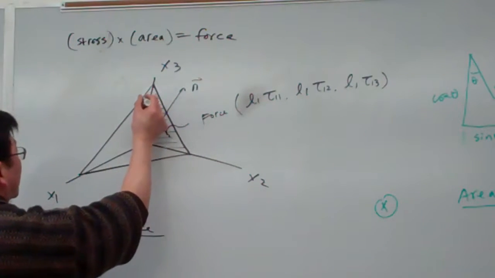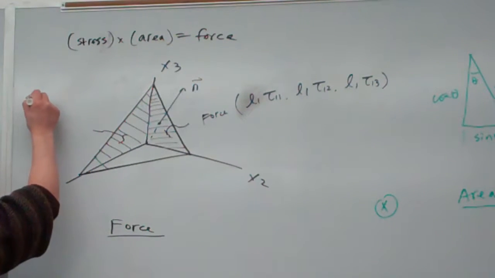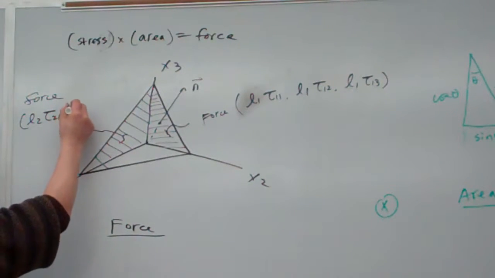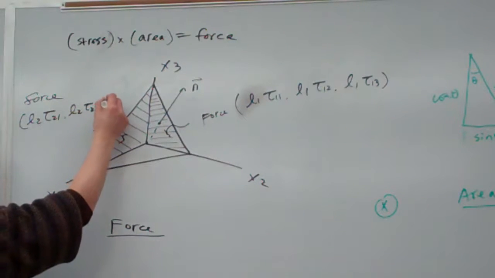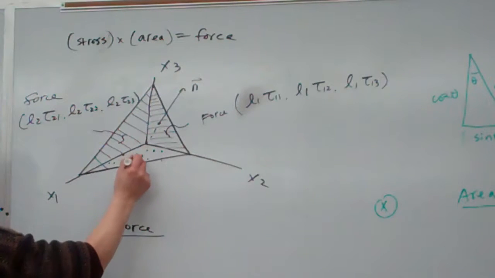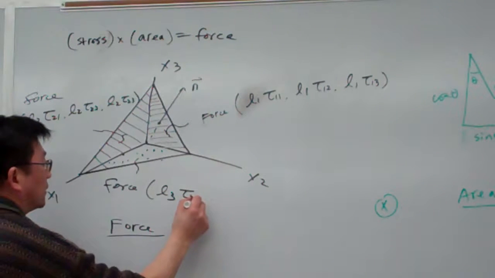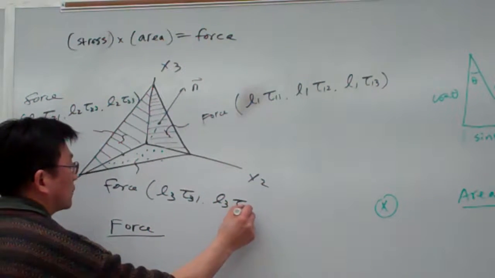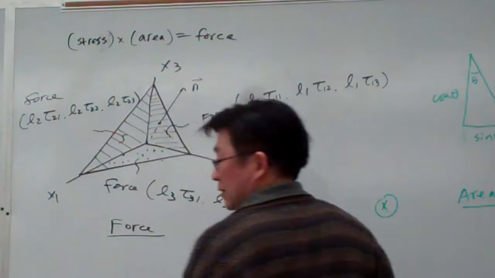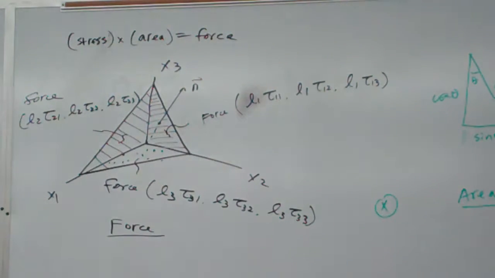So the same thing here on the x2 plane. We have the force, and that is L2 tau 21, L2 tau 22, L2 tau 23. And in the x3 plane, the force components are L3 tau 31, L3 tau 32, L3 tau 33. So far so good, except the projection of the area here.